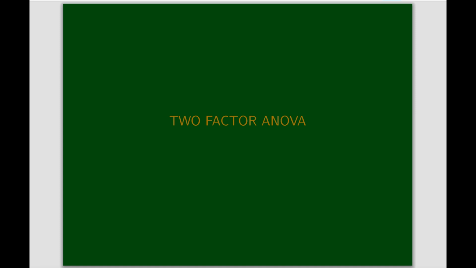In this video, we are going to talk about two-factor ANOVA. Last time we talked about one-factor ANOVA, meaning that we were comparing the mean under one category. For example, we were comparing the weight of the pigs under the category diet, right? Under the diet category, there were different groups of pigs.